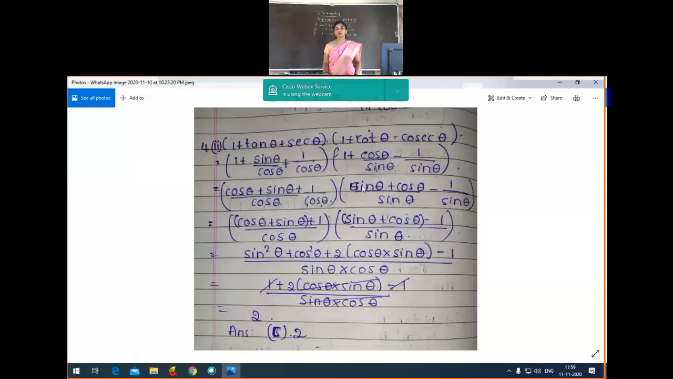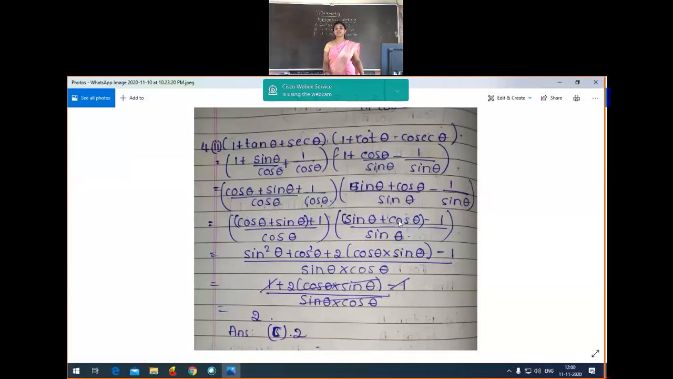So just take this one as it is: sine theta plus cos theta minus 1. Now group these two, cos theta and sine theta as one group. What we can observe here is cos theta plus sine theta into cos theta plus sine theta, a whole square, no?